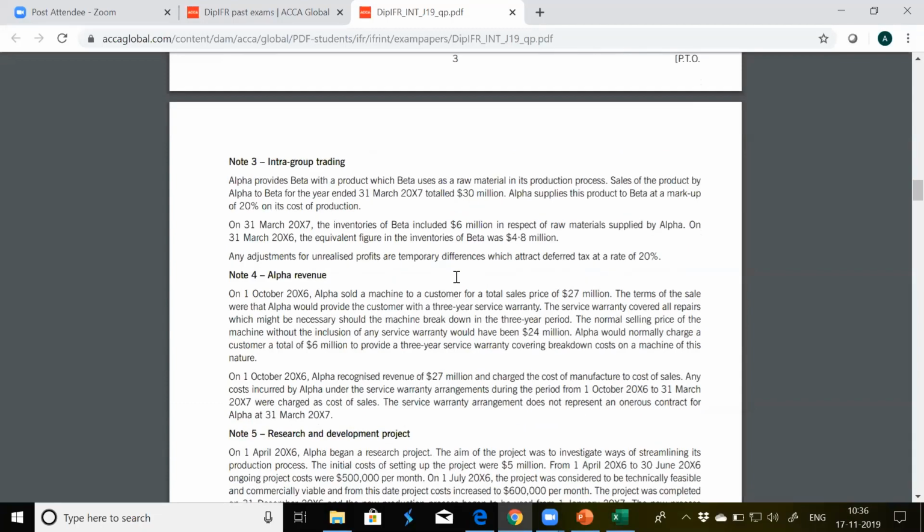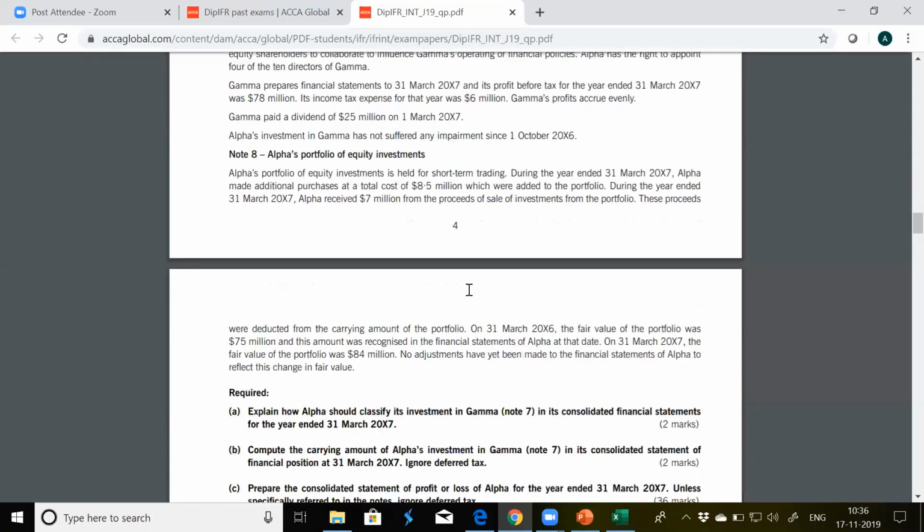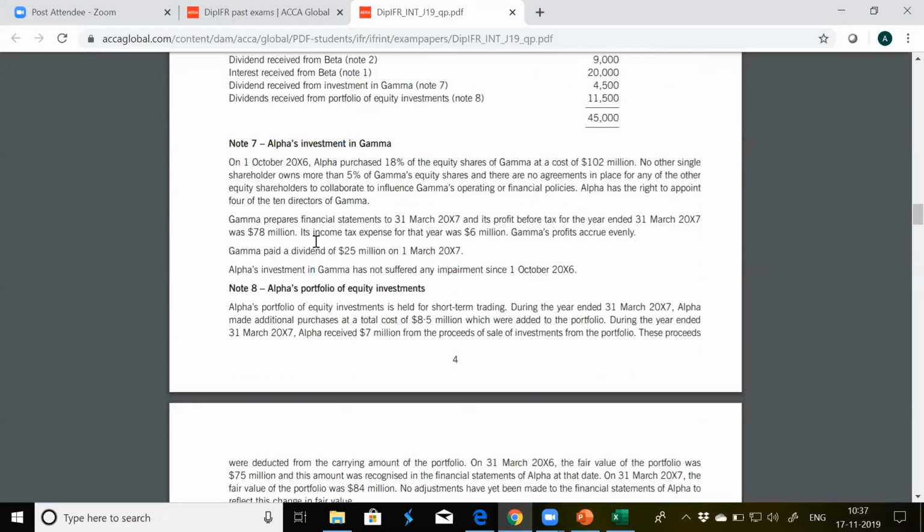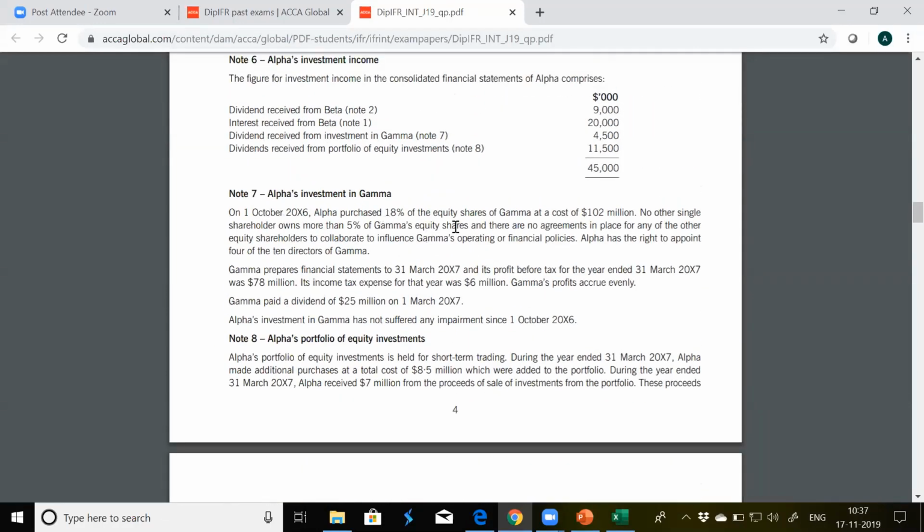The first requirement is about the carrying amount of Alpha's investment in Gamma, so let's sort out note number 7 first. On 1st October, Alpha purchased 18% of the equity shares of Gamma at a cost of 102 million. No other single shareholder owns more than 5% of Gamma's equity shares, and there are no agreements in place for any of the other equity shareholders to collaborate to influence Gamma's operating or financial policies. Alpha has the right to appoint 4 of the 10 directors. So they're not having control. They cannot appoint the majority of the directors, but they can influence at least 4.